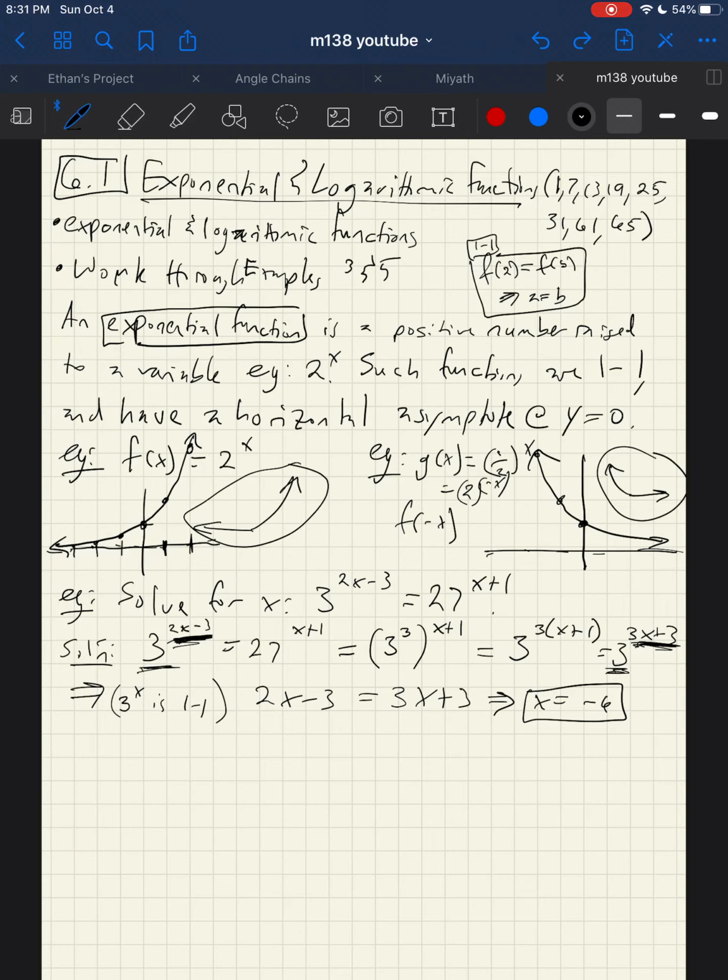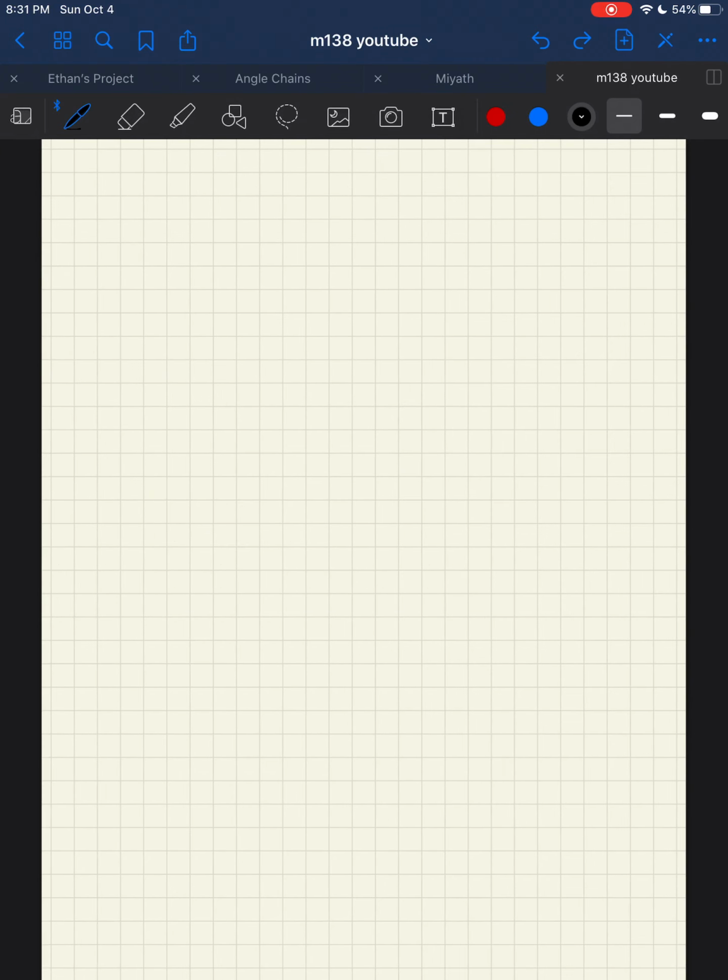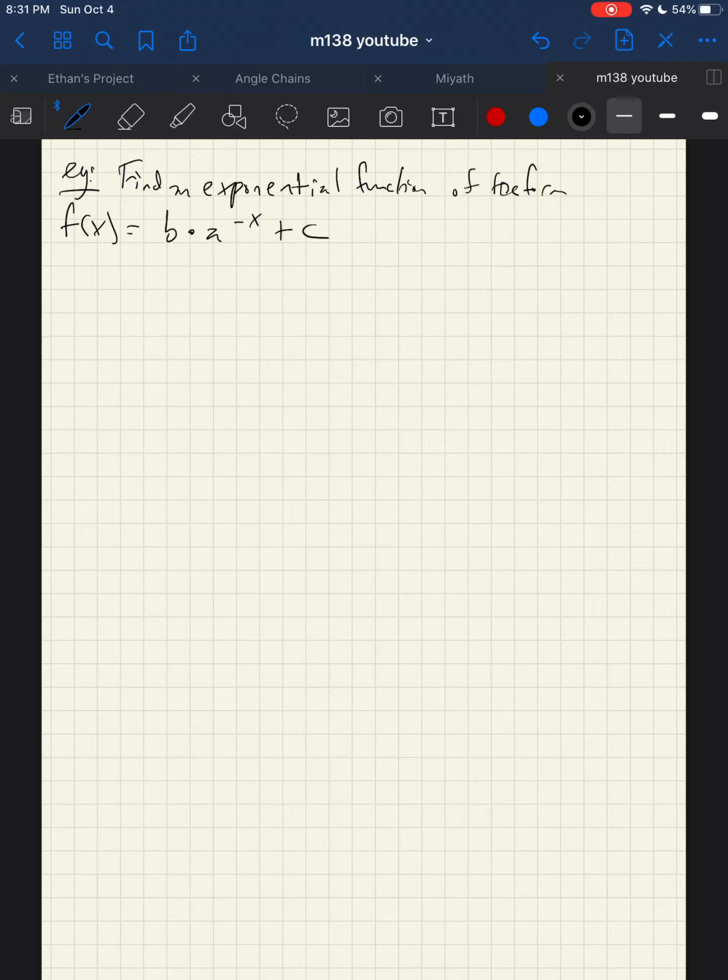All right, the last thing I want to do in this video is going to be a little bit more involved. So I think I'll take a new page. So find an exponential function. This is going to be a modified exponential function of the form, so I'm going to give you the form of this function. F of x equals b times a to the negative x plus c. So I'm telling you, an exponential function is of the form something raised to a variable power. Well, now we've just modified it.